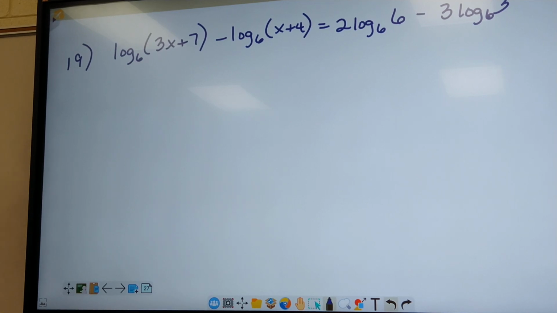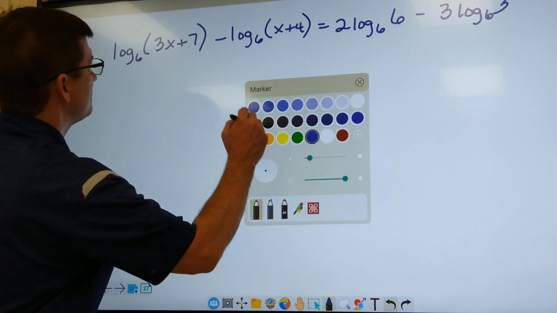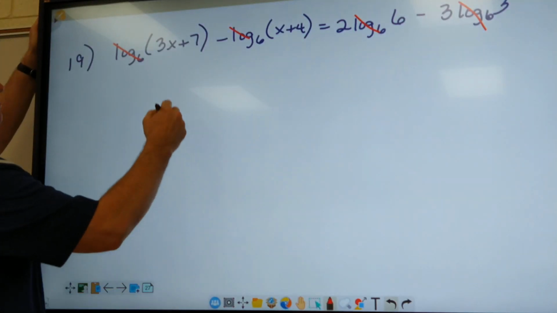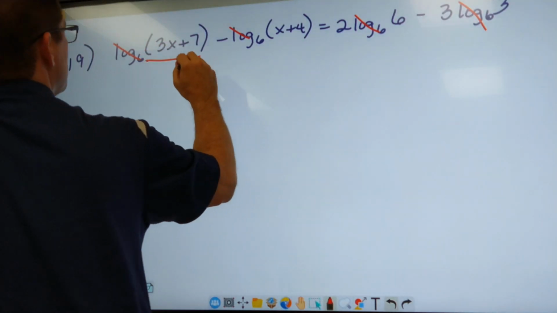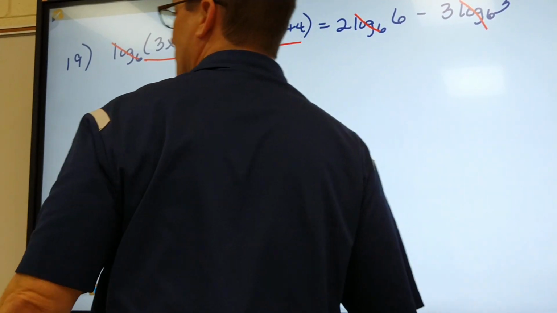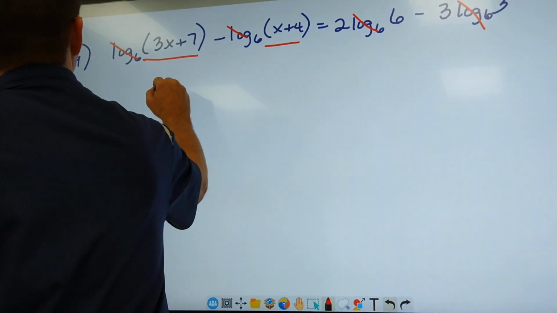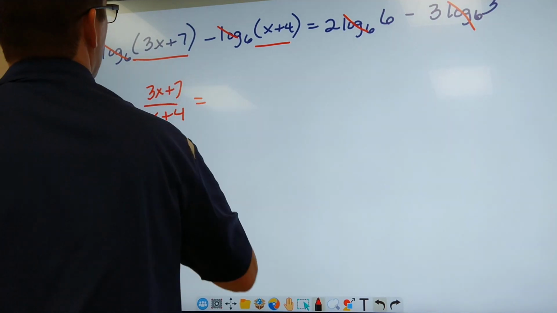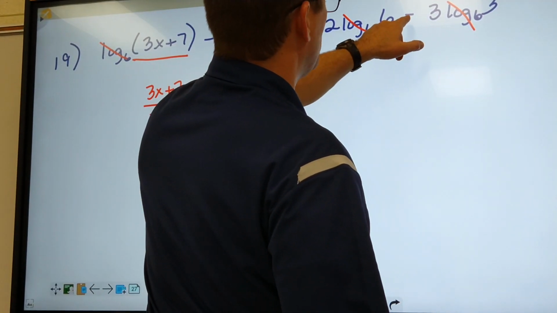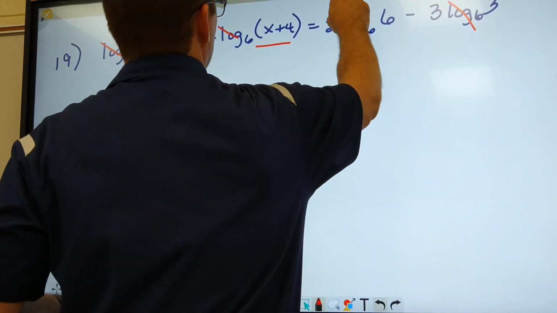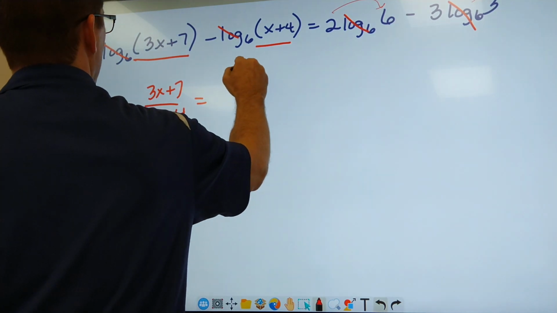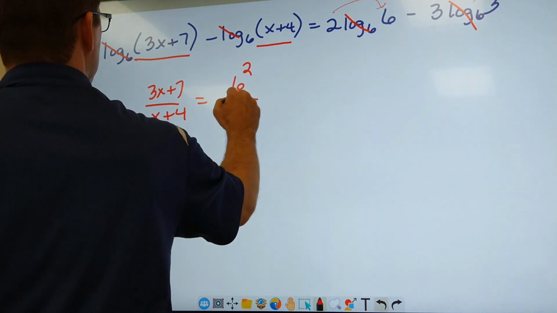All right, let's do the left side first on 19. Take your logs out of the way. Now, Bryce, between this and this has a minus sign in between. What happens to it? So I got 3x plus 7 divided by x plus 4. Other side, I got a minus in between them again, but what else do I have? I've got exponents. So on the top will be 6 squared. On the bottom will be 3 to the third.